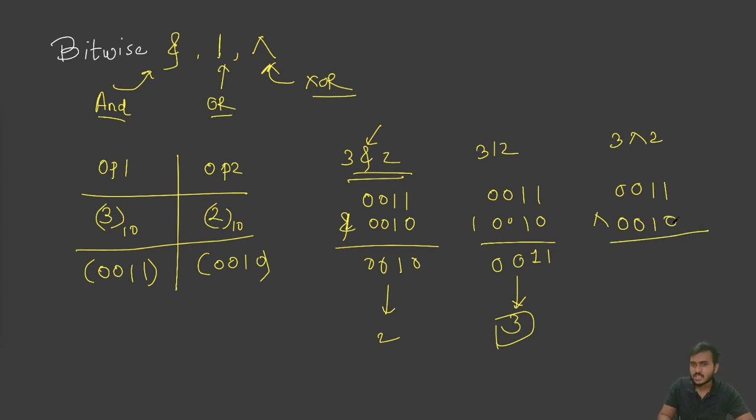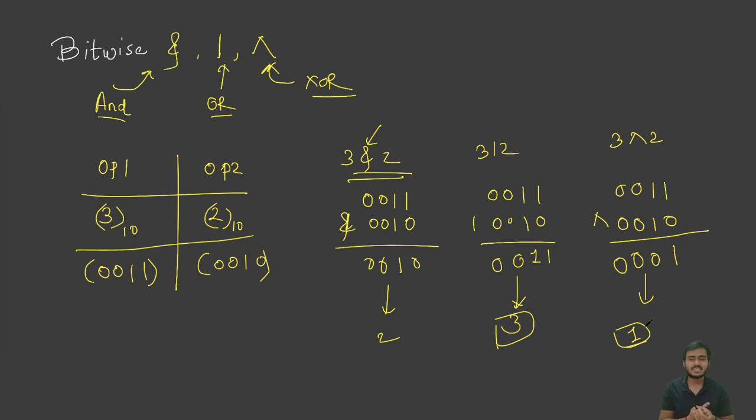1 XOR 0 is going to be 1, because not both the operands are 1. One of the operands is 1, so the answer is going to be 1. Then 1 XOR 1 is going to be 0, 0 XOR 0 is going to be 0, and again 0 XOR 0 is going to be 0. So the output that we are getting in this case is nothing but 1. The answer of 3 XOR 2 is 1.